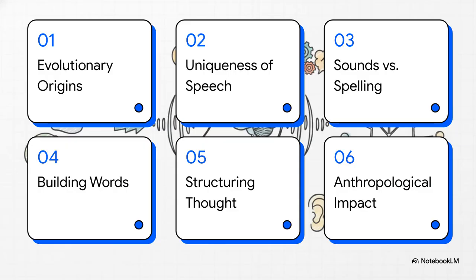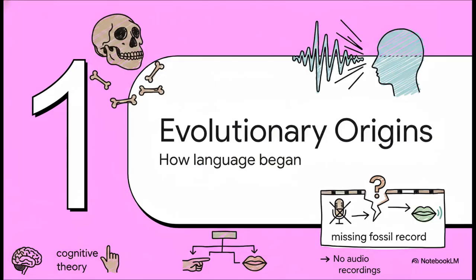All right, here is our roadmap for today's review. We're covering the evolutionary origins of language, the uniqueness of human speech, phonetics, specifically sounds versus spelling, morphology, and finally syntax, where we look at how we structure thought. Okay, let's kick things off with Section 1, the evolutionary origins of language.